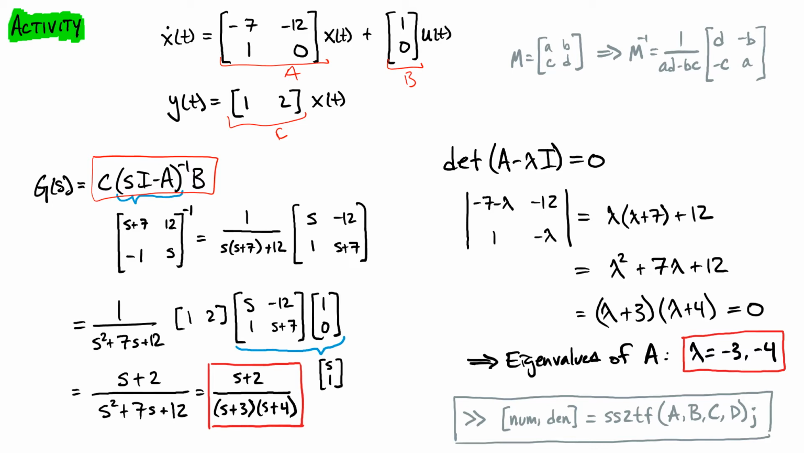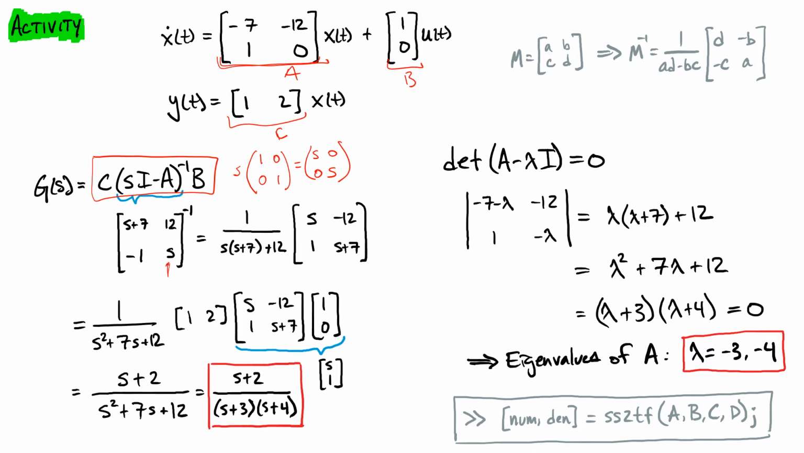So if we're interested in computing what (SI minus A) inverse is, remember SI is simply the 2 by 2 matrix S multiplied by the identity matrix, and that is just S, 0, 0, S. So when we subtract away A, this is A up here, we get S minus a negative 7, minus a negative 12, minus 1, and S minus 0.